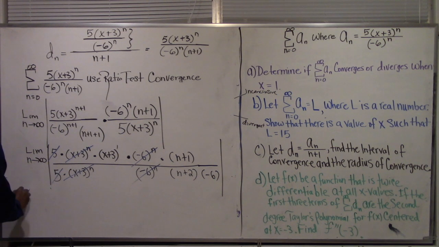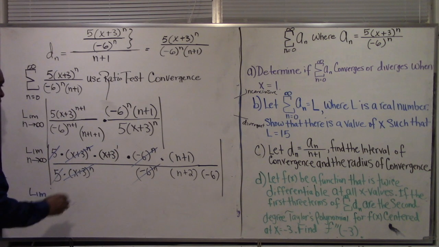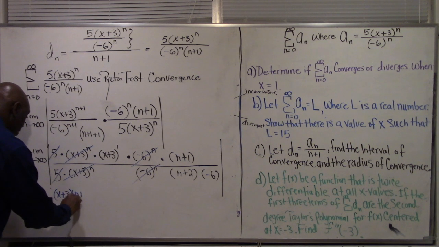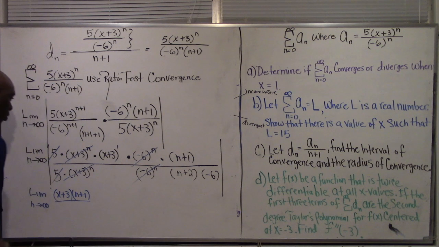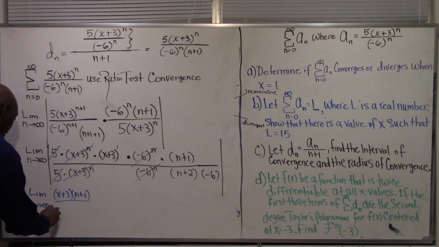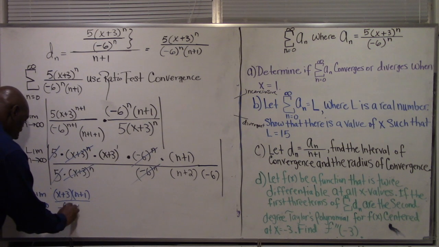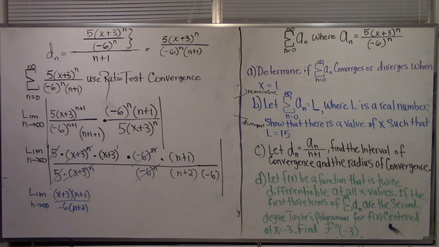So I'm going to have the limit as n goes to infinity of the absolute value of (x+3)(n+1) over (-6)(n+2). Okay, good. All right. Now what are we going to do?